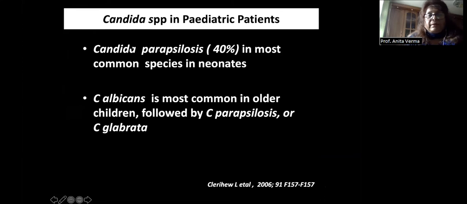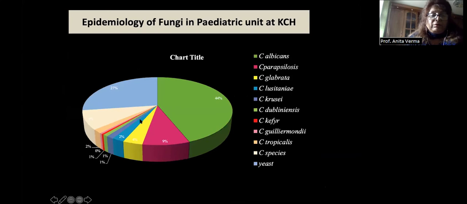For the type of Candida which most predominantly causes infection, Candida parapsilosis is dominating in neonates, and Candida albicans, parapsilosis, and glabrata in older children. This is the epidemiology data from our hospital, and if you see, again Candida albicans is the highest, and the second most common is Candida parapsilosis.